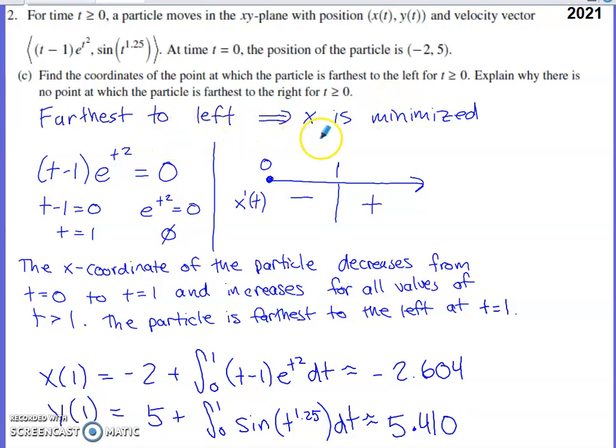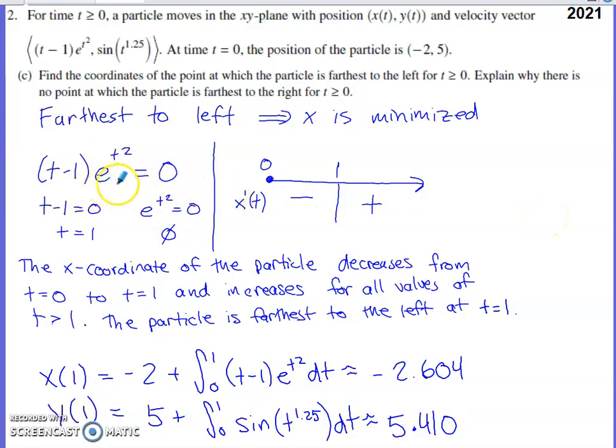So I think farthest to the left. Well, if I'm farthest to the left, I know my x coordinate is as small as possible, so x is minimized. If x is minimized, I need to find the critical numbers of my x coordinate, which would mean what values of t make the derivative of x, make x prime of t, which is simply our velocity component for x, what values of t make that 0. So I set my velocity component for x equal to 0.